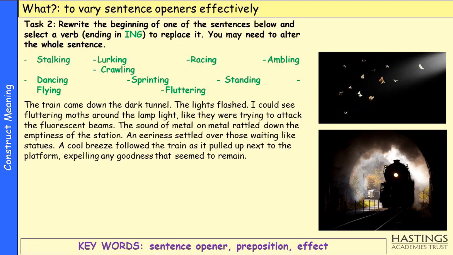This time you're going to do the same thing, but you're going to do it with an ing word and a different sentence. Again, I don't mind which sentence you choose from here, just make it different from the one you did in the first exercise. And you can use these words or ones of your own. So the ones we've got here are stalking, lurking, racing, ambling, crawling, dancing, sprinting, standing, flying and fluttering. You may need to alter the sentence structure a little bit to get your word at the beginning. Pause the video now and try that.